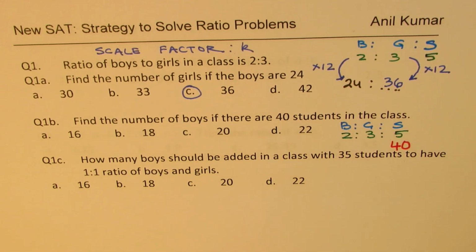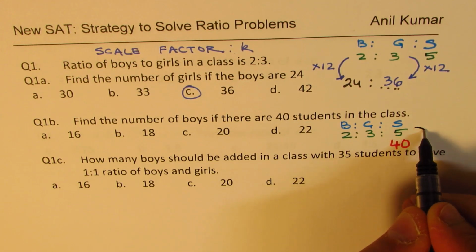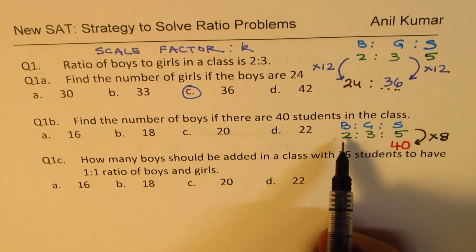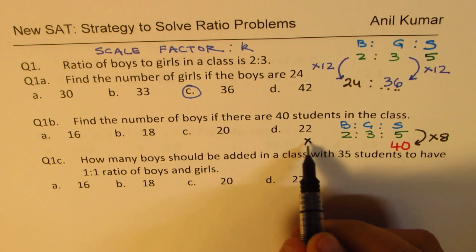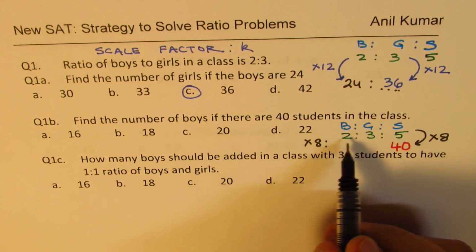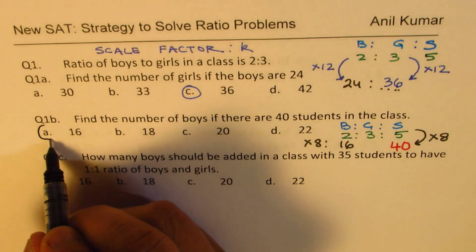So how do we get 40? Again, we have to look for scale factor, correct? So what is the scale factor? So to get from 5 to 40, I need to times it with 8. So all these numbers should be times 8 to get our answer. So the number of boys should be 8 times 2, 16, right? So that is our answer, option A.